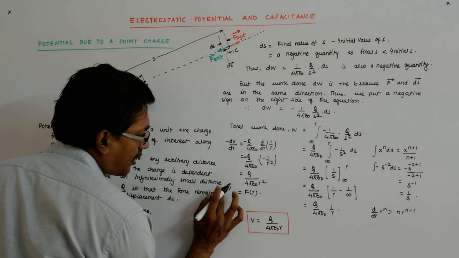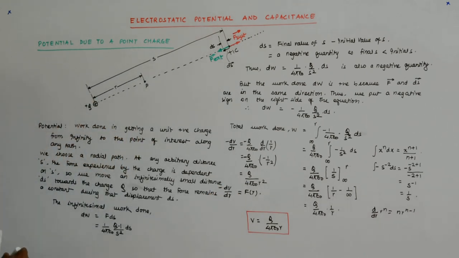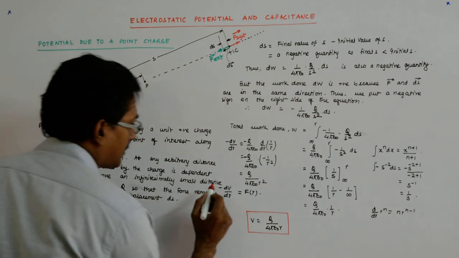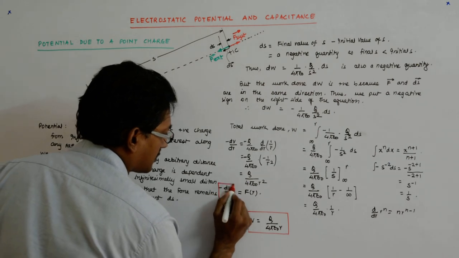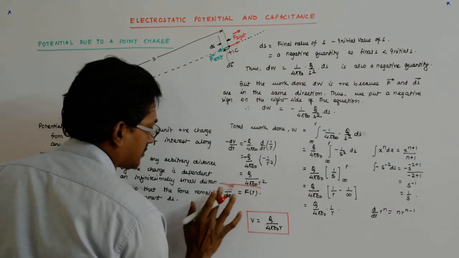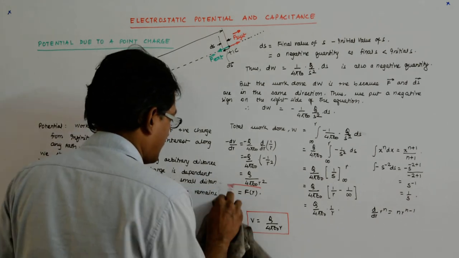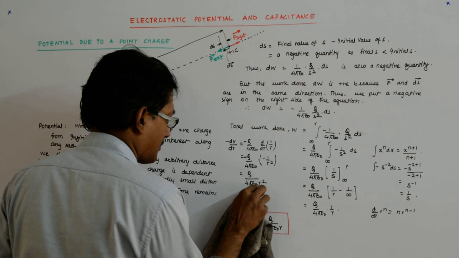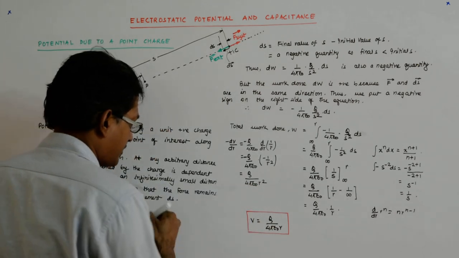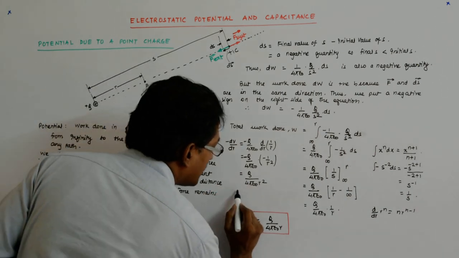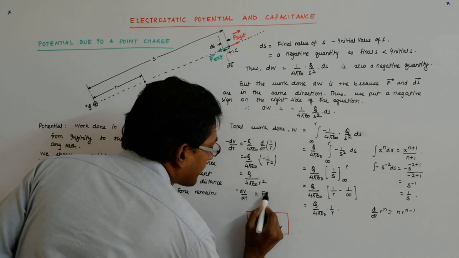So in a sense, we have authenticated what we had started with. And we see that it is true. Minus dV upon dr is equal to F at r.